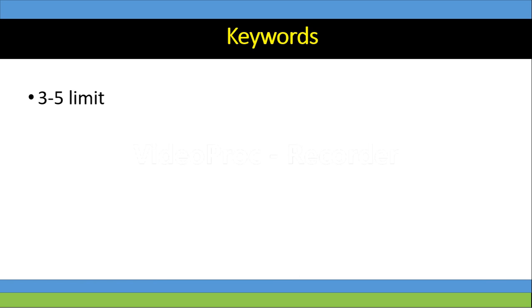Keywords: again, depending on the instructions to authors, most journals would allow you to use 3 to 5 keywords, but some journals may allow up to 10 keywords. Again, it depends on the instructions to authors.